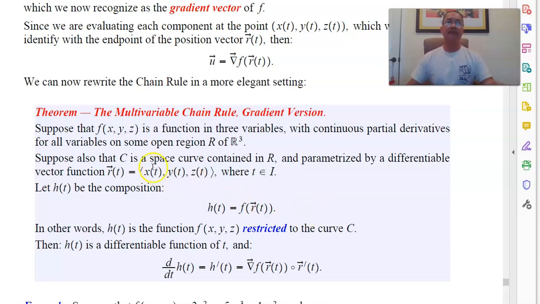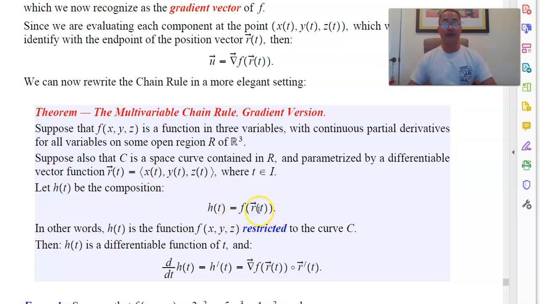Okay, same function, x, y, and z must have continuous partial derivatives for all 3 variables. You now have a space curve which is found inside of the domain of your function. Because remember, you have to make sure that what you're plugging in is acceptable input into your function. And that space curve is parameterized by x of t, y of t, and z of t for some interval I. You take the composition f evaluated at r of t.